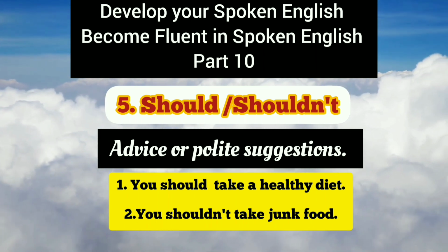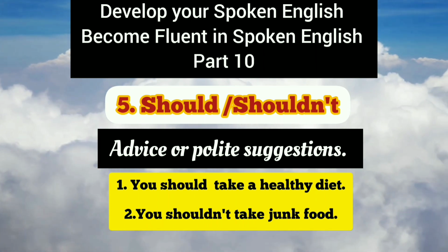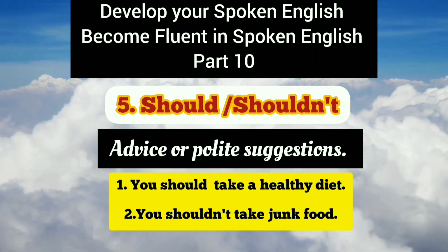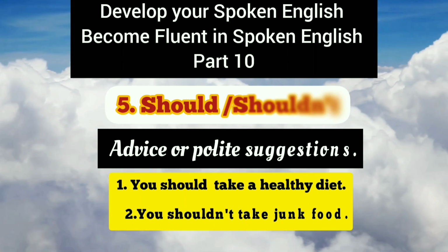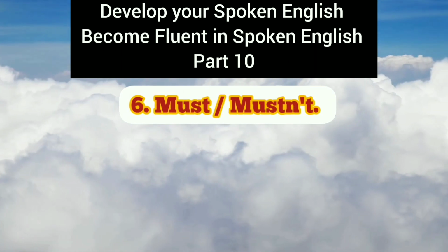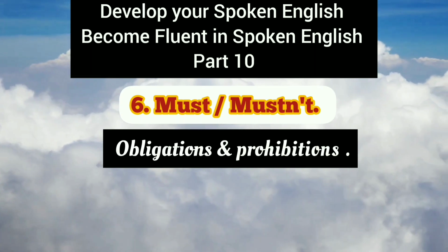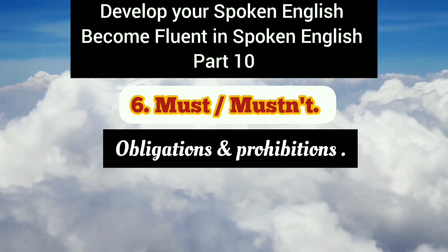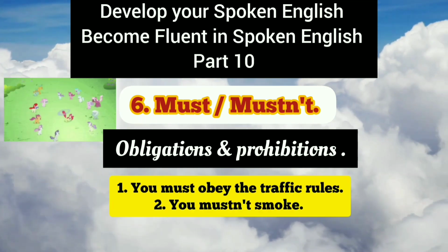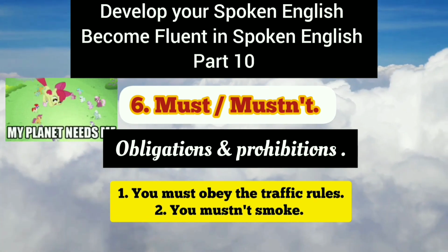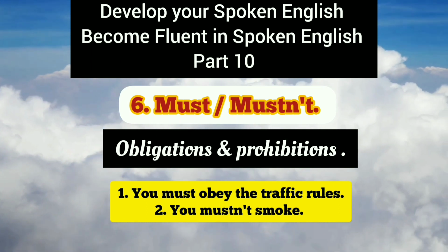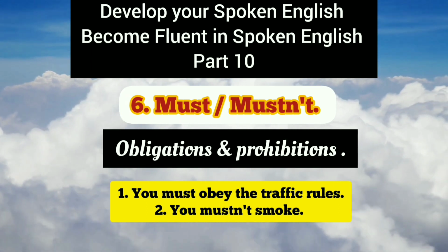So up next we will see the use of the next modal verb, which is important, which is quite imperative, that is must, and the negative is mustn't, right? Must is used to talk about obligations and prohibitions. So let us see some examples. You must obey the traffic rules. There is some obligation that is mandatory to obey the traffic rules. That time only we use must.